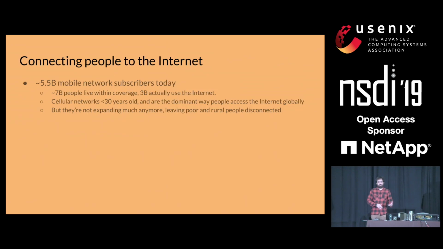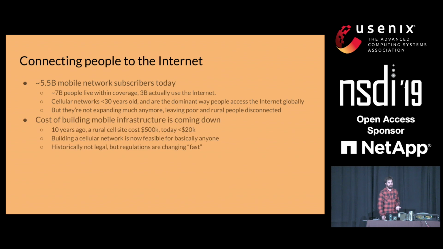And so finally, once we're able to build wireless links, we want to use them to do things like connect people to the internet. And so there's about 5.5 billion mobile subscribers today. About half, a little less than half the world's population is on the internet, and they're largely getting access through wireless networks, mobile networks in particular. That's pretty impressive for technology that's less than 30 years old. But mobile networks have stopped growing, and the cost of building out mobile infrastructure at the same time is coming down. And what that's allowed us to do is enable new classes of actors to go out and build mobile networks when they couldn't before.